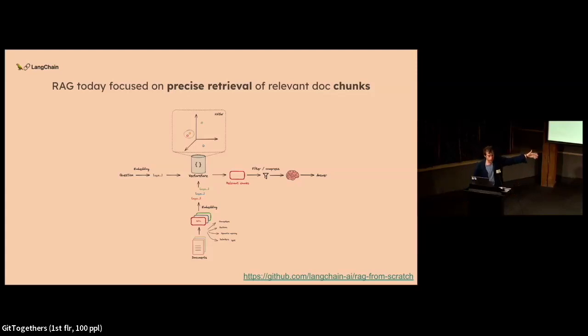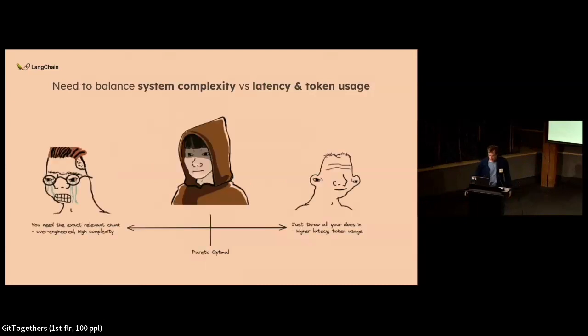You might filter, re-rank, compress, and then do your generations. That's like today, right? The whole idea is very precise retrieval of just relevant doc chunks. And I think a way to think about this is, as you move to a world of long context, you're kind of balancing two things, right?